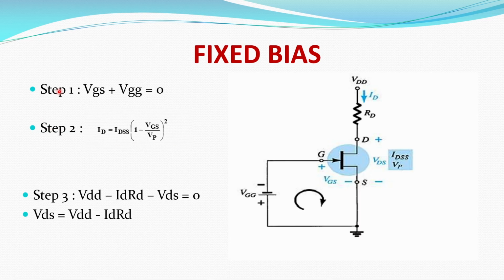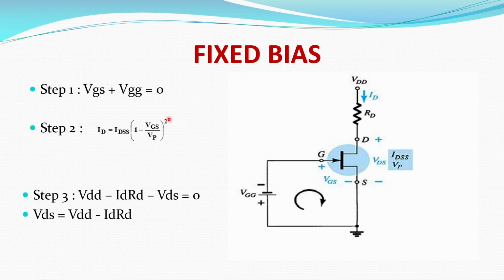So we know that from step 1, we are going to analyze only the gate terminal. So previously in BJT also, I discussed for all the biasing methods, we are going to calculate the current and voltage values by applying KVL to each and every terminal. So in the same way, we are going to apply the KVL rule for the gate terminal as well as the drain terminal. So first in step 1, I'm going to consider only the gate terminal.